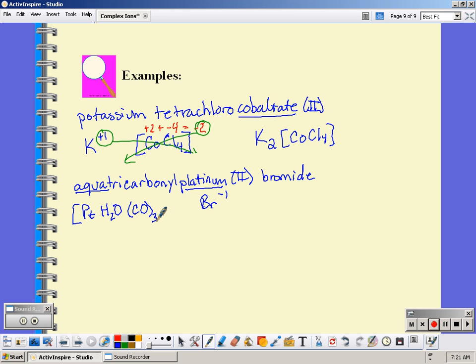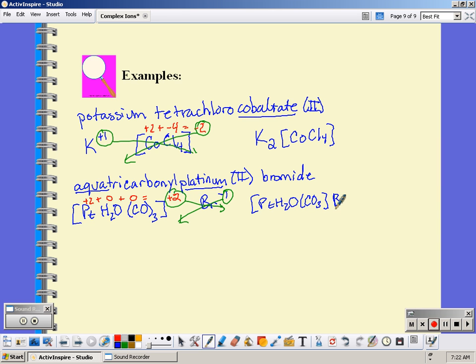Now I need to figure out my charge on the complex itself. Platinum has a charge of positive 2 from the Roman numeral. Water is a neutral substance. Carbonyl is a neutral substance. So my overall charge here is +2. And then I'm going to cross my charges. So we would have Pt, H2O, CO3, and then Br2.